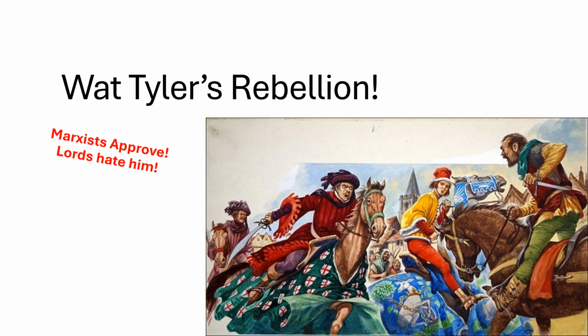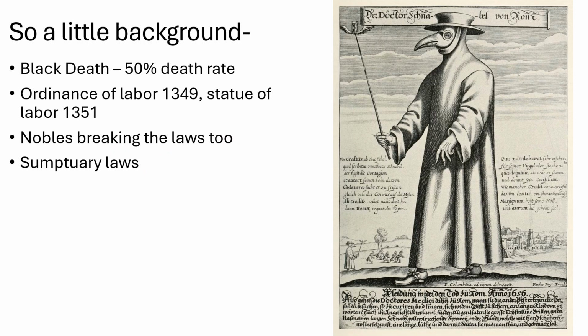So today I'm going to be talking about Wat Tyler's Rebellion, the rebellion that led to the abolishment of serfdom in England. So the Black Death rolls around and it wipes out 50% of the population in England. This means that labor is a lot more valuable than it previously was, and so commoners are able to demand much higher wages than they previously would be able to.